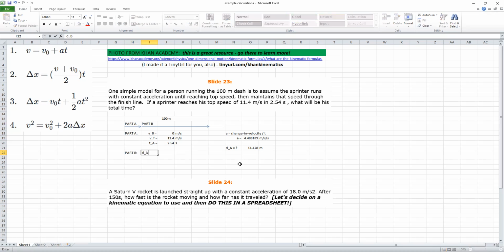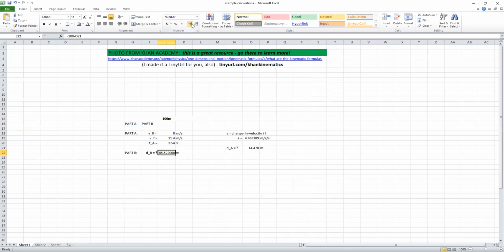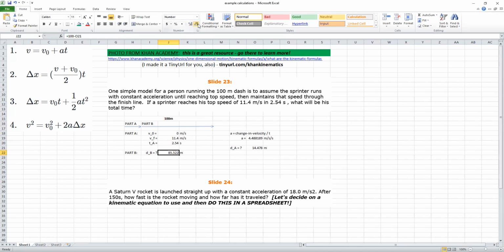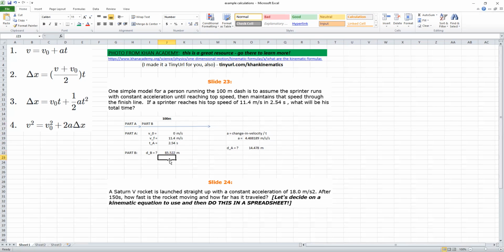So first, we're going to have to find what the distance traveled is for part B. What is it? Well, the distance traveled, that's going to be very easy. That's going to be 100 meters minus the distance for A. And you notice I'm not worried about sig figs or anything there. Microsoft Excel is actually keeping track of everything for me. It has all the sig figs programmed in. All right? So not worried.